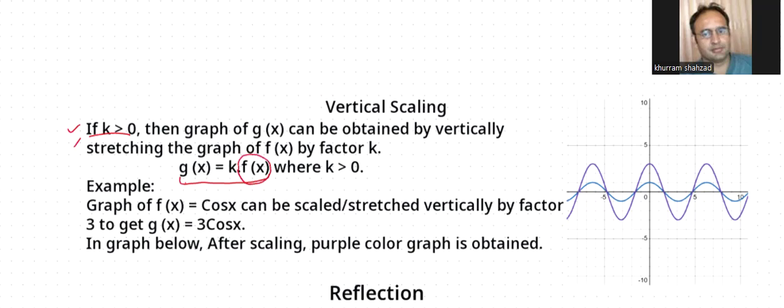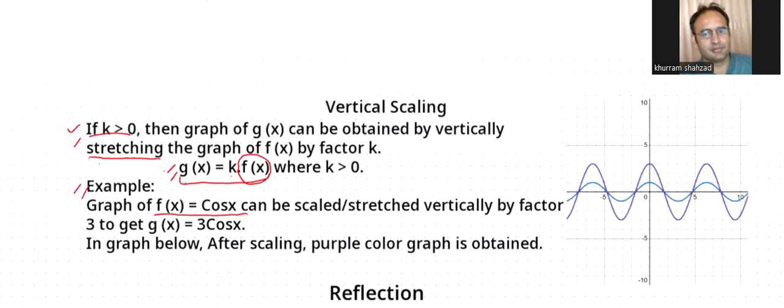So if k is multiplied with this f of x, then the new function generated, g of x, will be scaled up by a factor k. Now, scaled, or you can also call it stretched. We have an example for this. This f of x is a function, and if we multiply this function by 3, we get a new function.